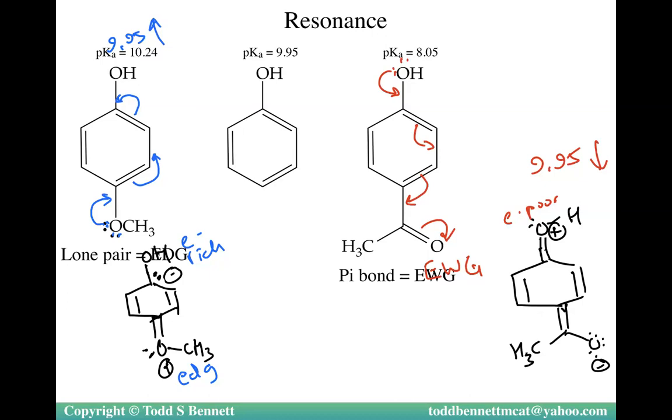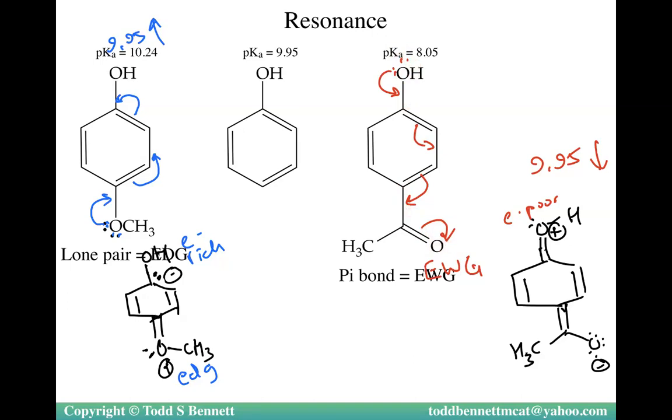So resonance can be used to predict whether something's going to be more acidic or less acidic. Electron donating groups are lone pairs being donated into the network. Electron withdrawing groups are pi bonds pulling electron density away. So lone pair donates in, makes it a little less acidic, pKa goes up. This one, pi bond pulls it away, pulling it away makes it electron poor, makes it a little more acidic.